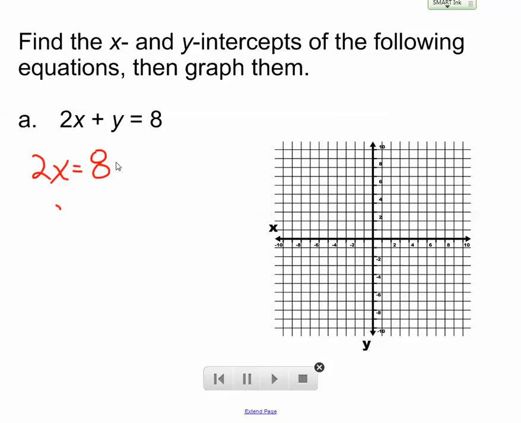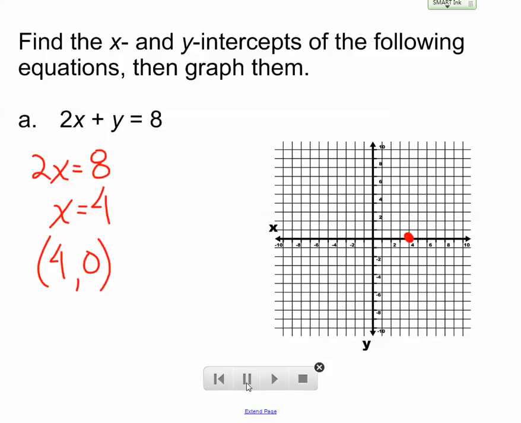Okay, so again, what we did was we let y equal 0. What happens when we let y equal 0? The y term just disappears. And then we can solve that equation by dividing both sides by 2. That means that when x is 4, y equals 0. And we can plot that point.